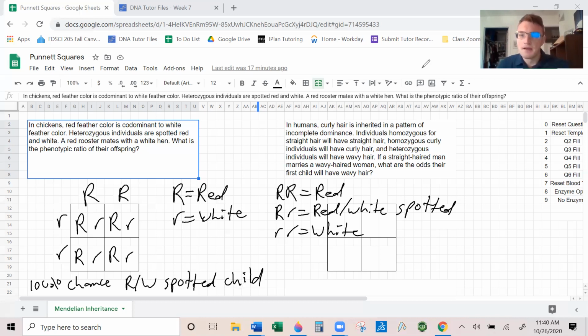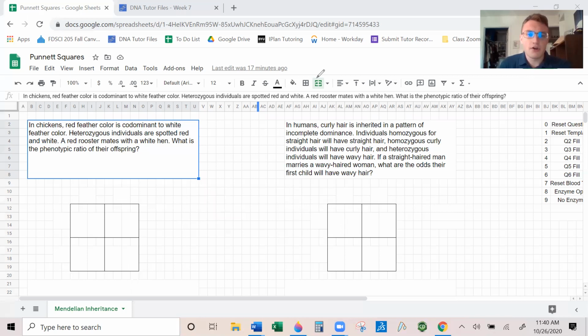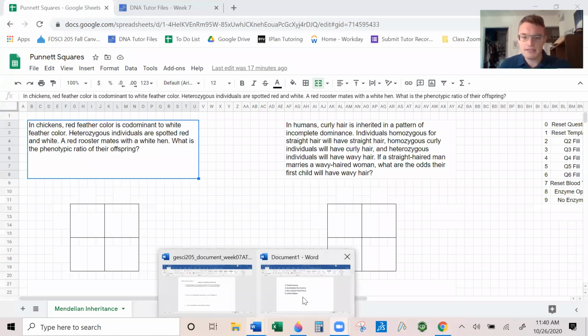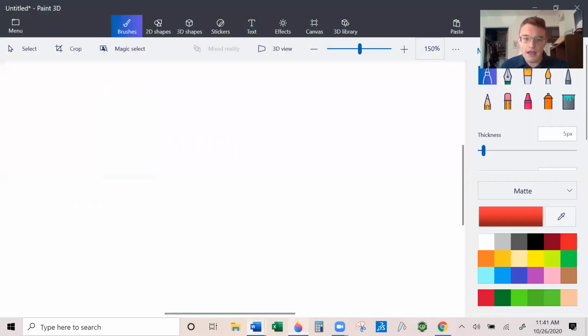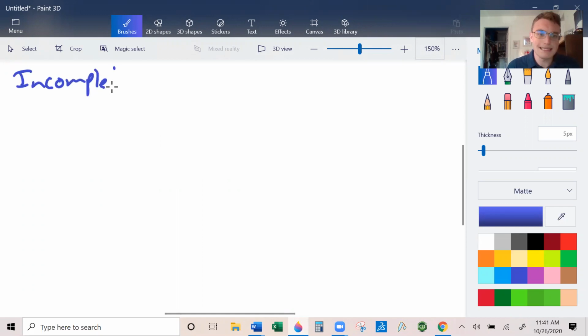Okay. So now that we've covered codominance, let's go to the next one in line. The next one on our list is incomplete dominance. Now, incomplete dominance is very easy to get mixed up with codominance because they behave similarly but have different end results. With an incomplete dominance question, incomplete dominance.